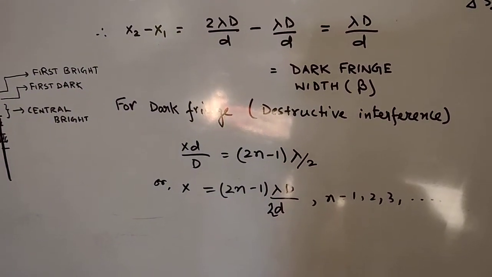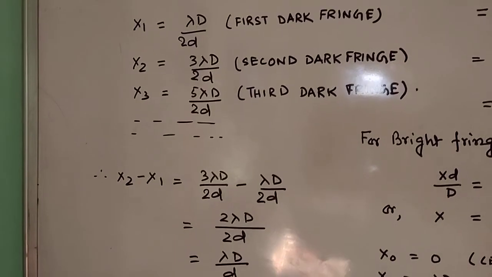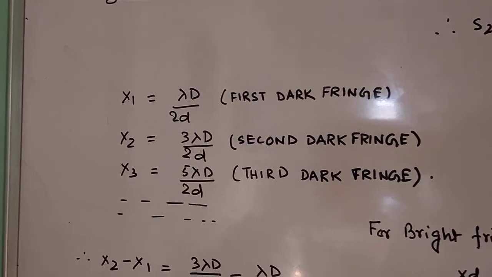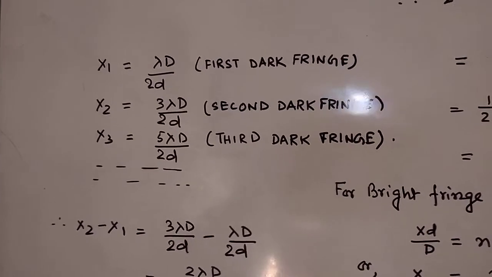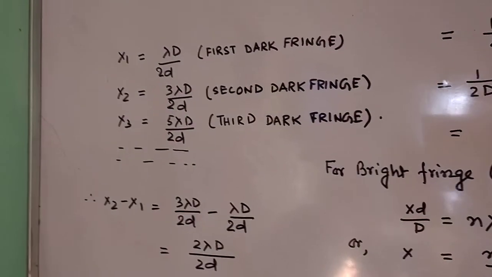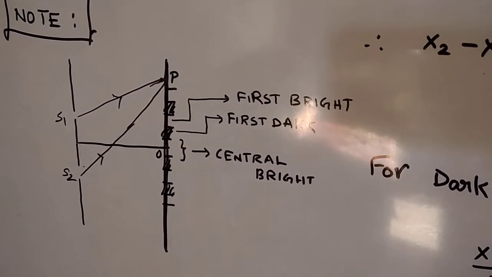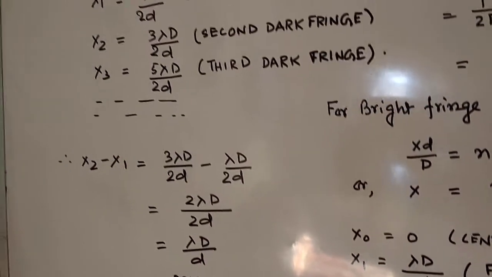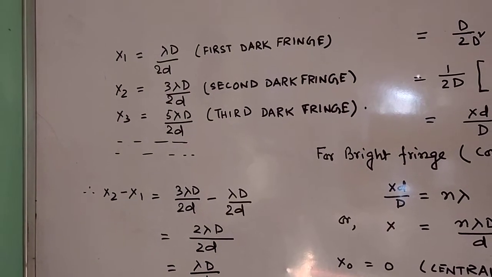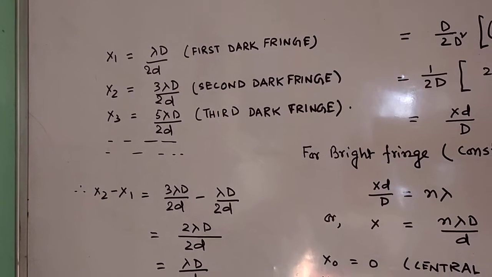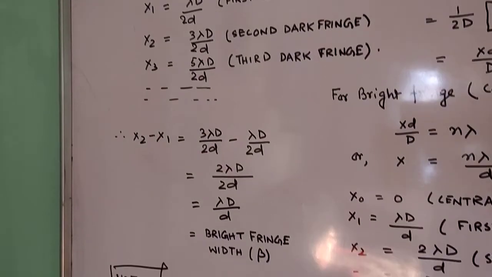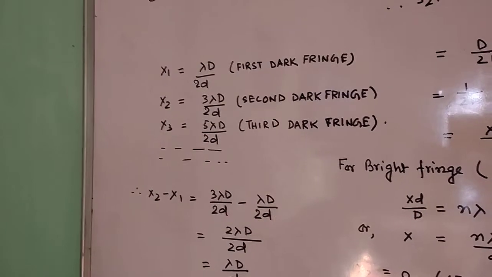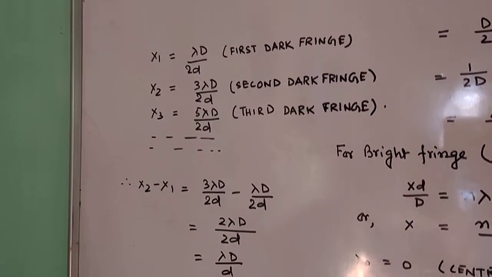For n equal to 3, 6 minus 1, 5 lambda capital D by 2d. So x1 is your first dark fringe, x2 is your second dark fringe, and x3 is your third dark fringe. If you take the difference between two dark fringes, the difference gives you the bright fringe width. So 3 lambda capital D by 2d minus lambda capital D by 2d comes out to be lambda capital D by small d. So you can take any consecutive difference and you will get the fringe width.